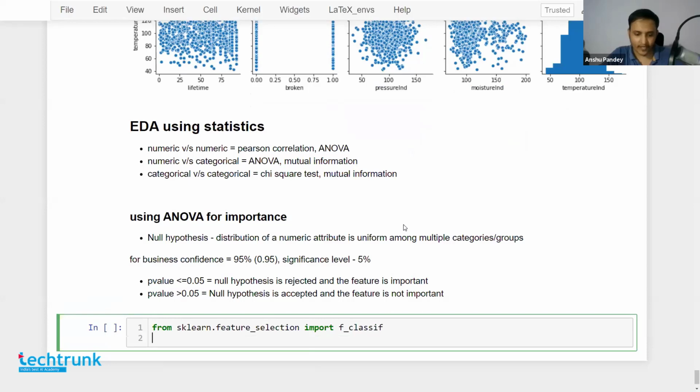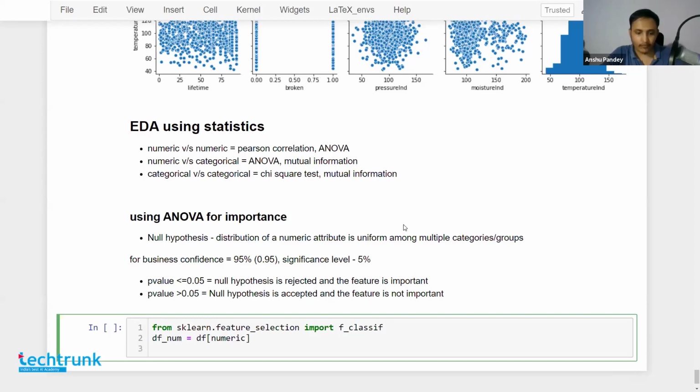We can simply say all the numerics, which is like we already have numeric columns, right? So we can say that df_num equals df of numerics, and we can simply apply f_classif on df_num comma df dot broken.